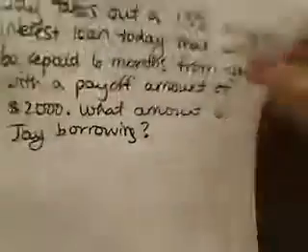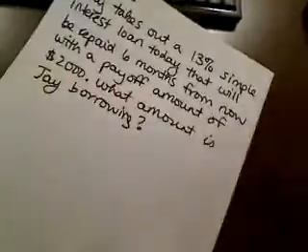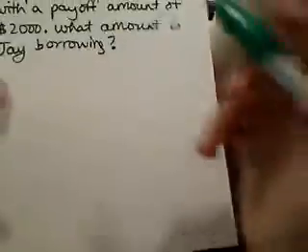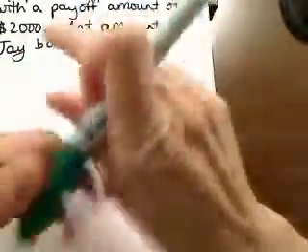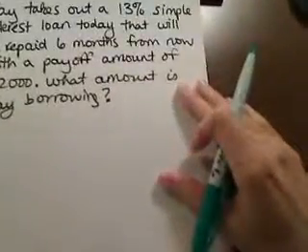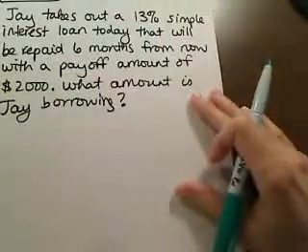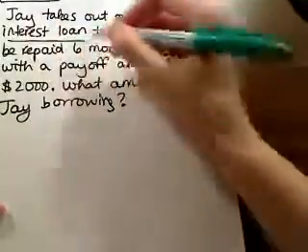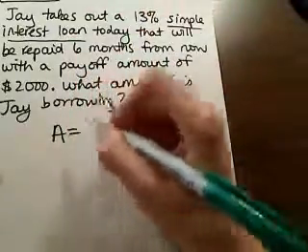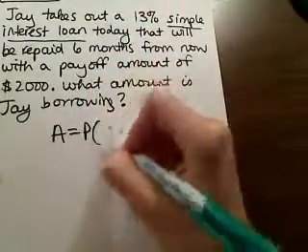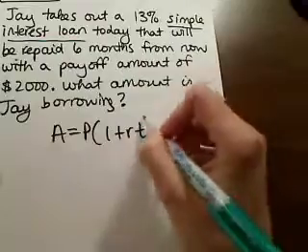So we're working with the simple interest formula here. And the way that we know that we're working with the simple interest formula is because it tells us that this is a simple interest loan. Okay, so the simple interest formula is A equals P times 1 plus RT.